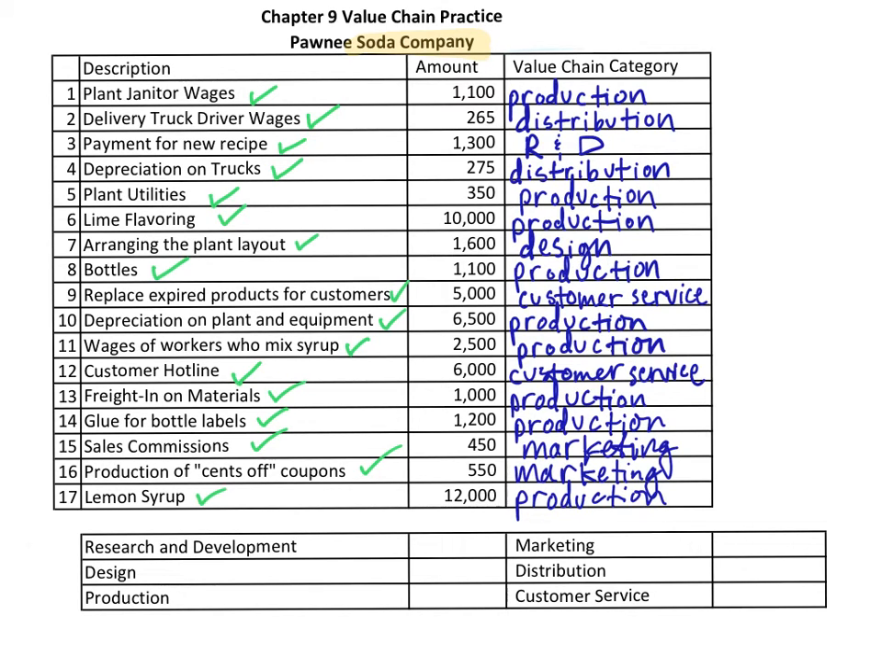Okay, now we've gotten through all of our categorizations. Now we just need to add up each category total. So I'm going to start by highlighting all of the research and development costs. And there's only one research and development up here, the payment for the new recipe. So we'll highlight that one yellow. Now let's look for design. Once again, there's only one, so here is our design cost. Now let's look for production. There are several production costs, so we'll start up here, production.